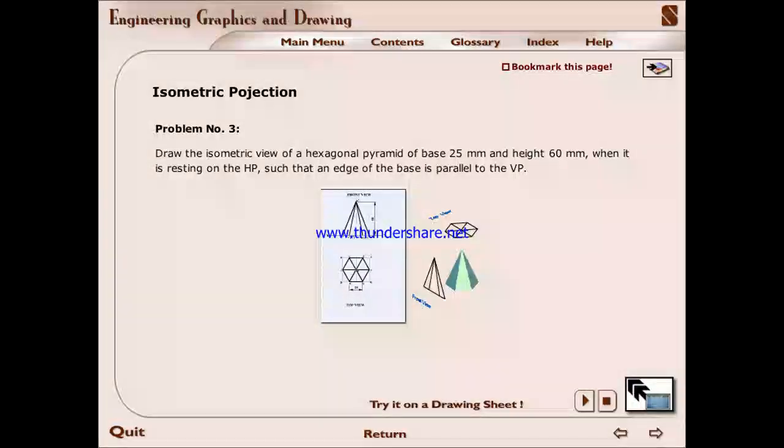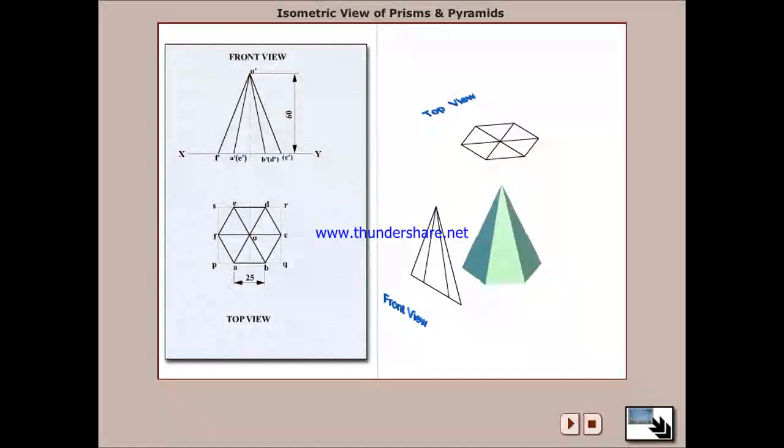Now problem number 3. Draw the isometric view of a hexagonal pyramid of base 25 mm and height 60 mm when it is resting on HP such that an edge of the base is parallel to VP. Now let us view it in enlarged fashion.